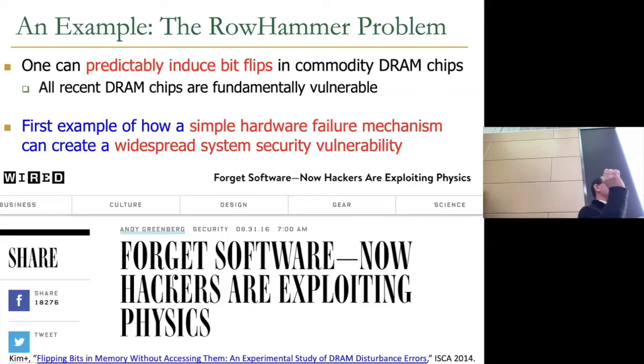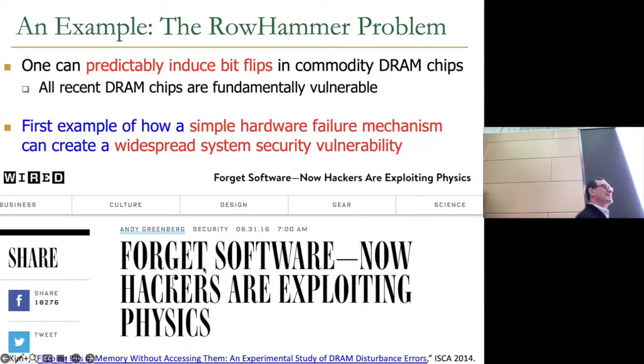So essentially, because we are able to push a lot of cells in a given millimeter square today, we're having a lot of problems. One problem is you can predictably induce bit flips in commodity DRAM chips. Essentially, with legal access patterns, you can induce bit flips, data corruption. This should not be happening. All recent DRAM chips are fundamentally vulnerable according to our many results. And what's also interesting is this is a robustness problem. It's really a technology scaling that affects robustness, but it's also the first example of how a simple hardware failure mechanism can create a widespread system security vulnerability.